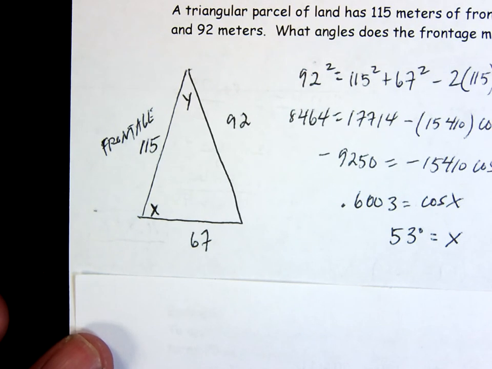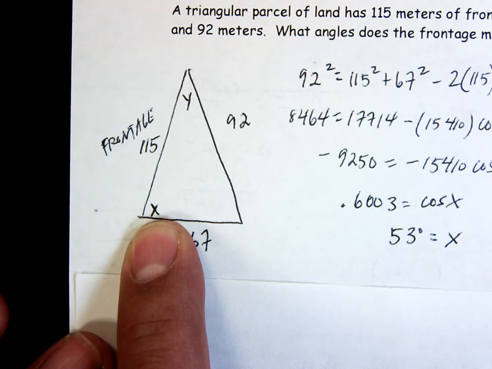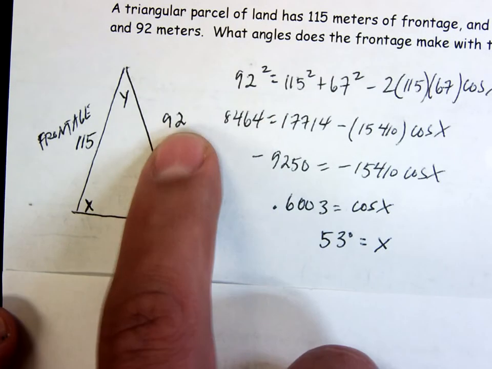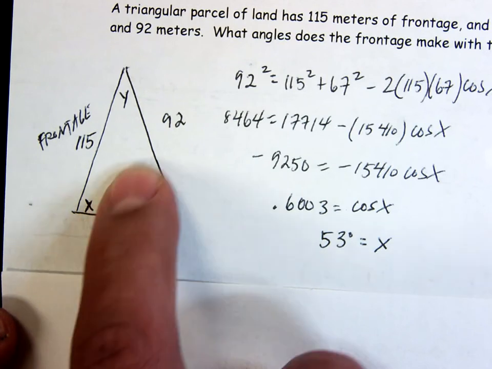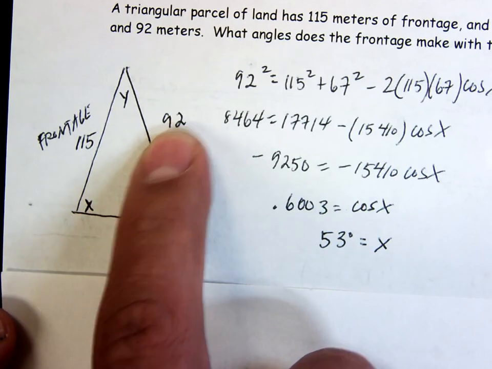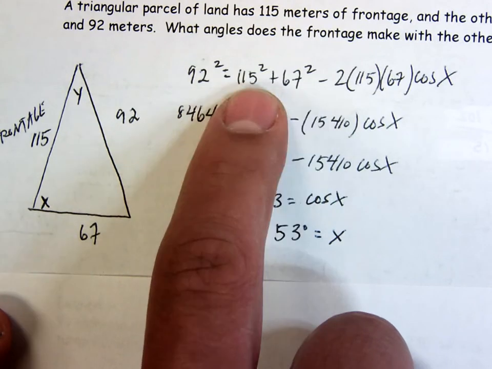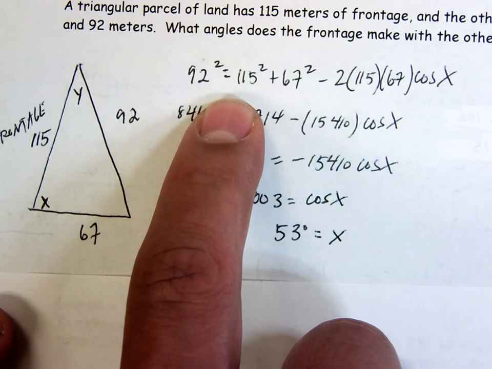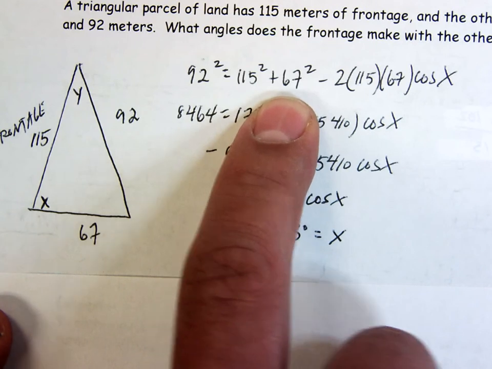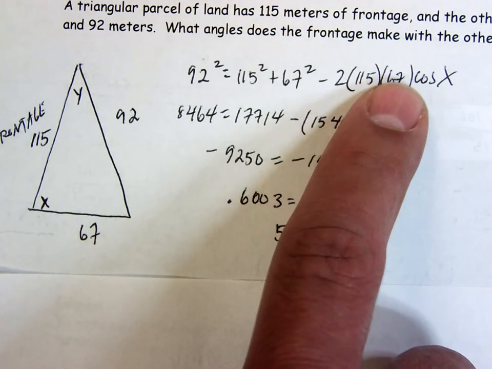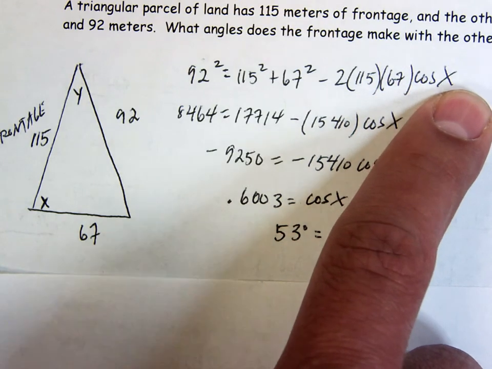So let's try to get this x first. I take 92 squared, the side opposite from it, because this is the angle that I want, so I've got to be putting this side all by itself. So 92 squared equals the other two sides squared and added up, so 115 squared plus 67 squared minus 2 times the product of those two sides times the cosine of x, the angle opposite from the side by itself.